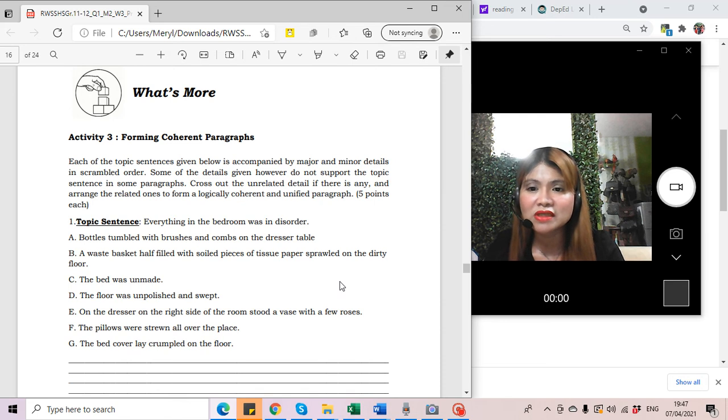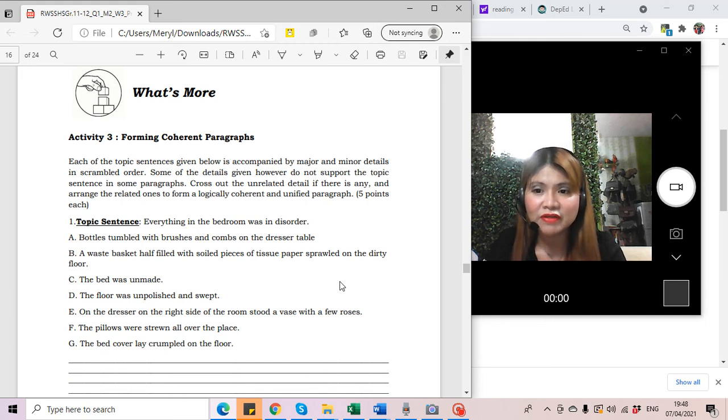Each of the topic sentences given below is accompanied by major and minor details in scrambled order. Okay, scrambled, gulo-gulo. Some of the details given, however, do not support the topic sentence in some paragraphs. Cross out the unrelated detail if there is any. So when you say cross out, aalisin ninyo. Okay, the unrelated detail, yung walang kinalaman, kung meron man.